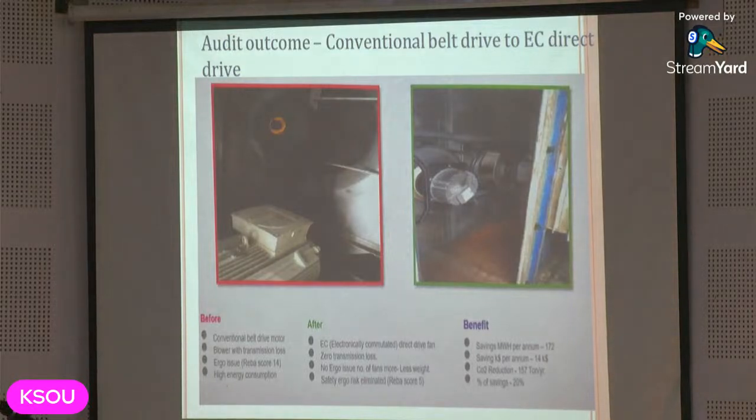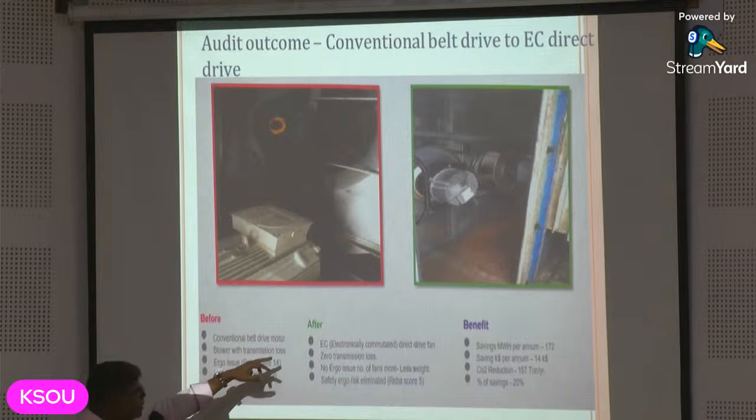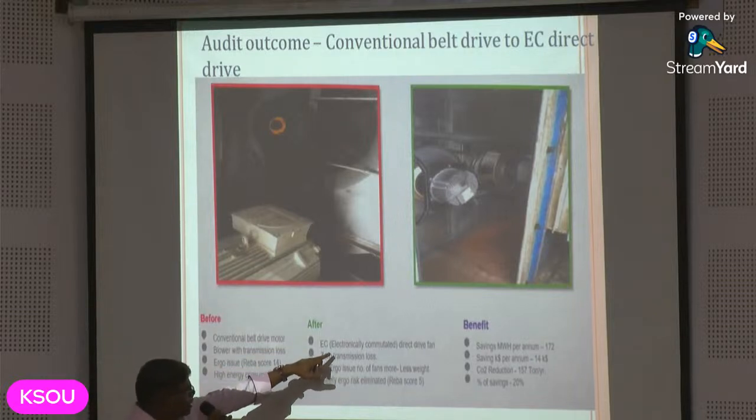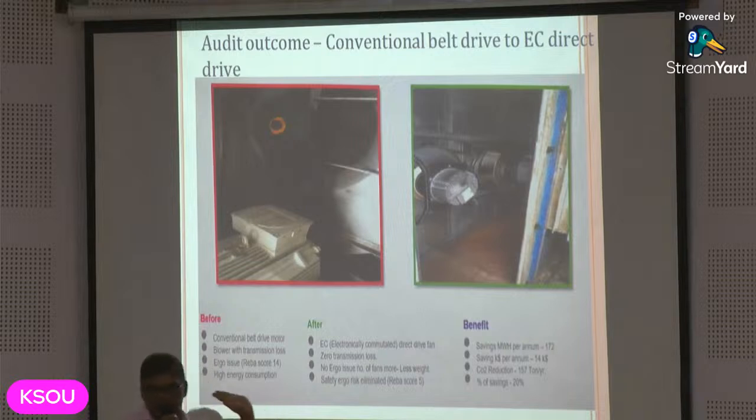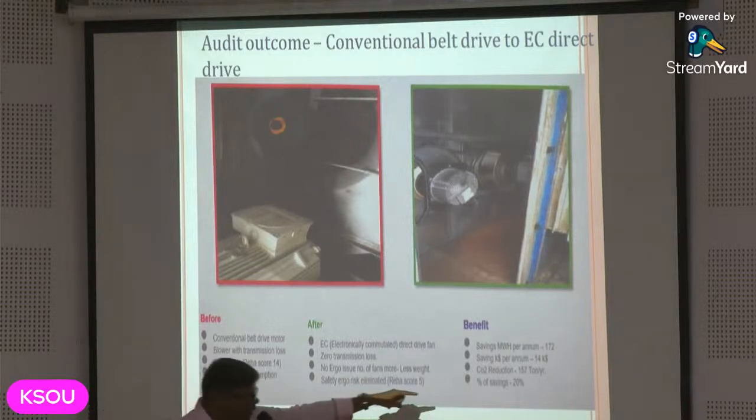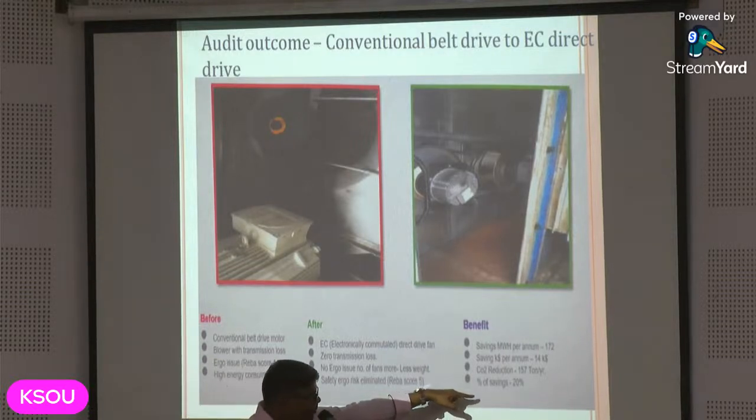This is also a simple example. Before, it was a conventional belt drive motor blower with transmission loss, ergonomic issues, and high energy consumption. After that, it is only an electronically commutated drive fan. So these are the changes we have done. You see the savings is around 20%. CO2 reduction is 157 ton.